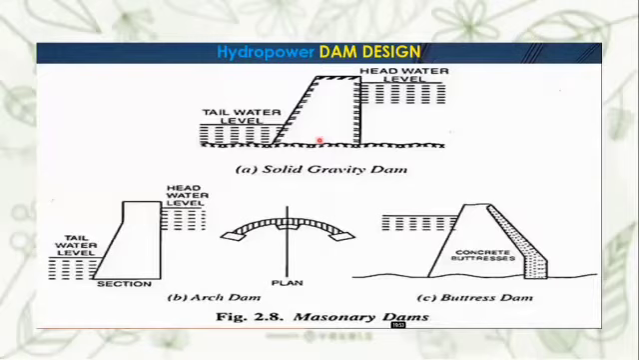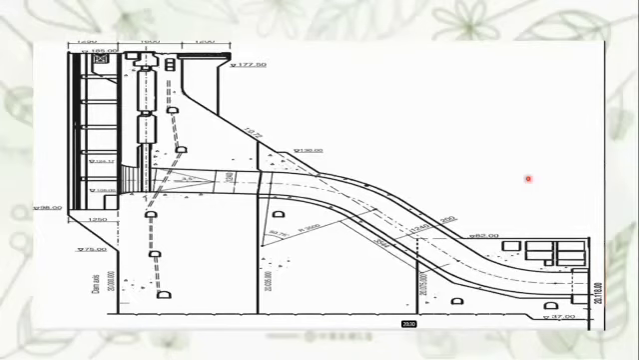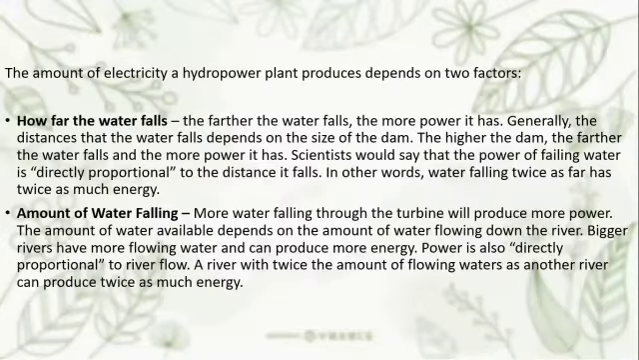Then ito yung hydropower dam design. Nandiyan yung head water level, tail water level. Main factors determine the dam power output. Then ito yung output, yung pinaka-output niya. The amount of electricity a hydropower plant produces depends on two factors. First factor is how far the water falls. The further the water falls, the more power it has.